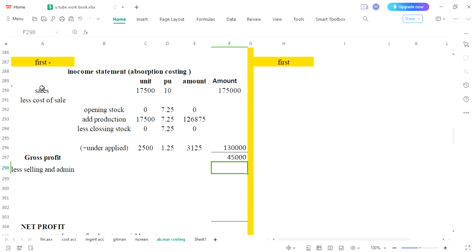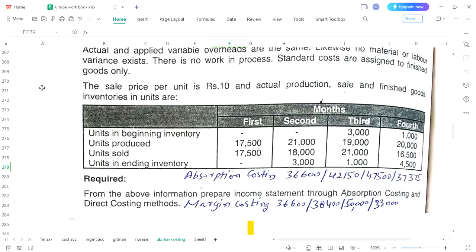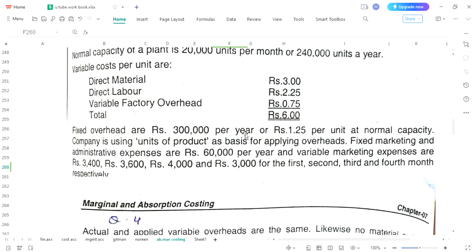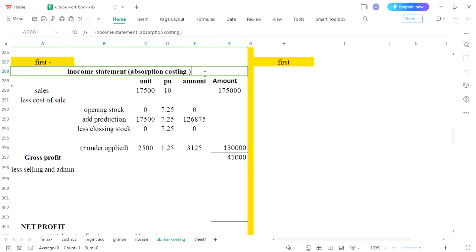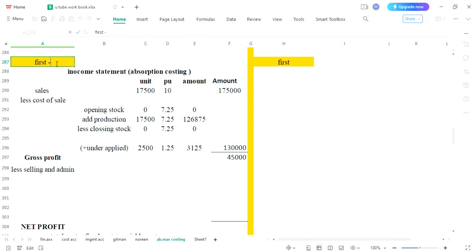Now let's go back and see selling expenses. Selling expenses are mentioned over here. Marketing and selling expenses are 60,000 per year. Please note this is per year, while we are making the statement only for the first month. Every element present in this statement is per month.